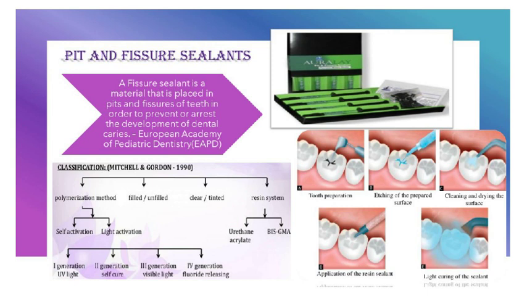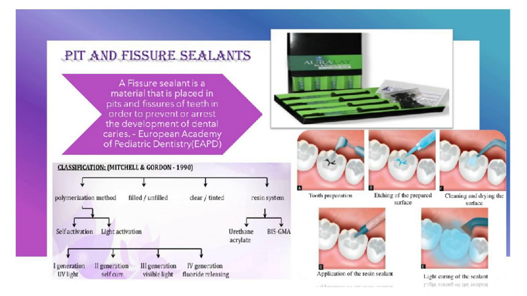Resin-based sealants are further classified based on curing methods into first generation, UV light of 350 nanometer wavelength; second generation, chemically cured or self-cured; third generation, visible light of 470 nanometer wavelength; fourth generation, fluoride releasing sealants. Based on presence of filler, filled and unfilled. Based on translucency, opaque and transparent.